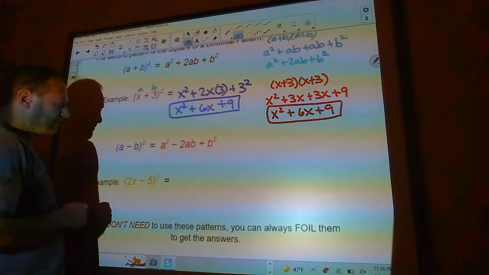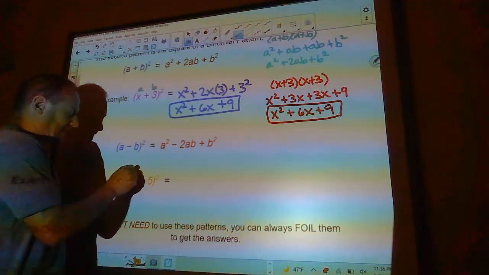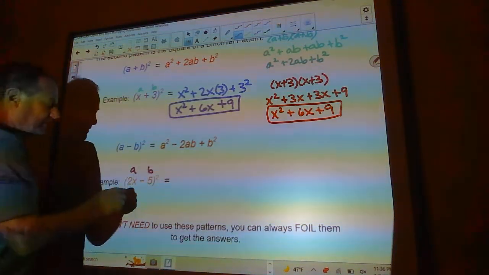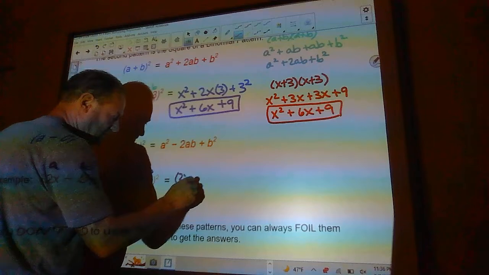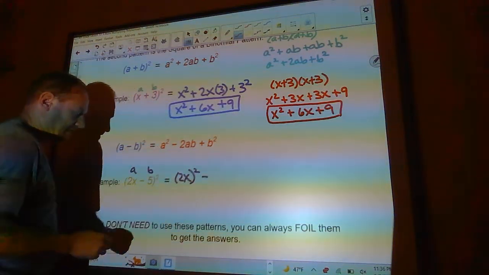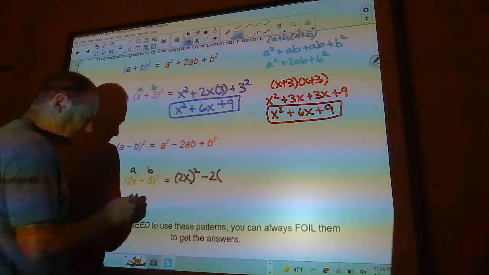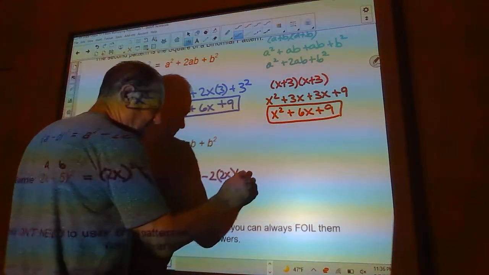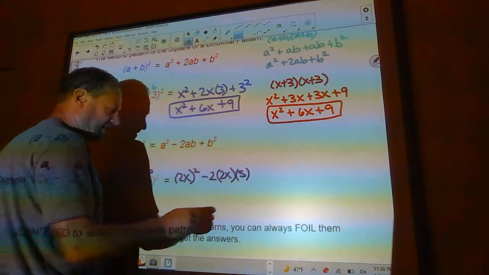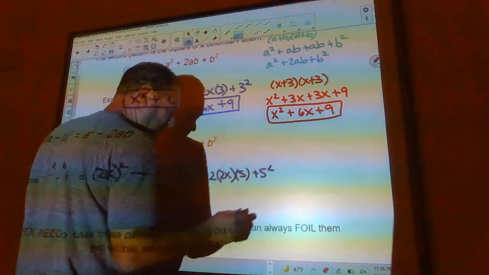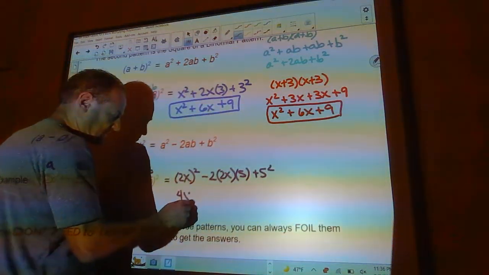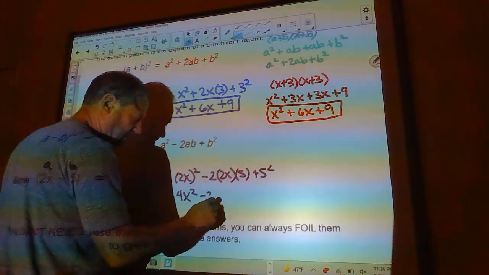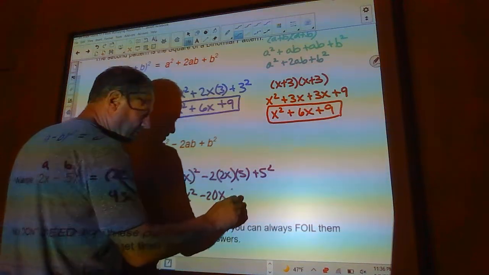So if I follow the pattern here, here's my a and here is my b. So this would be 2x squared minus 2 times a, which is 2x, times b, which is 5, plus 5 squared. So this is going to be 4x squared. 2 times 2 is 4, times 5 is 20, so this is minus 20x, plus 25.